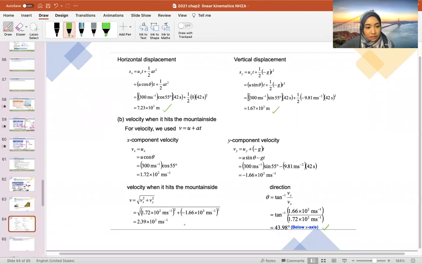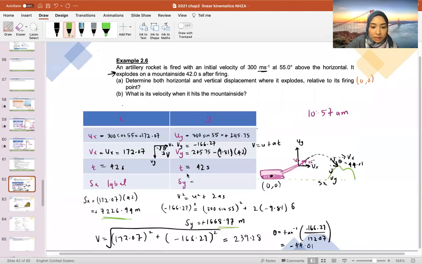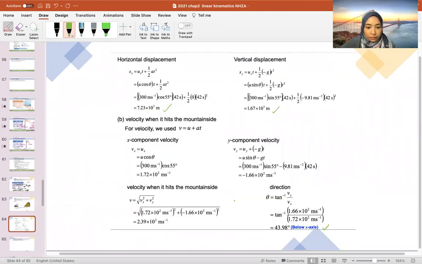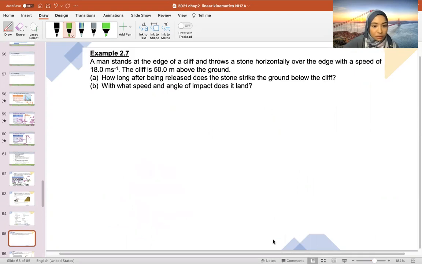Velocity when it hits the mountainside, we get the same answer. 239. Betul. Yang ni kalau kita expand the scientific notation, we get rid of it, it's 239 meter per second. Okay, you can represent your answer in scientific notation or in kilometer, boleh. Asalkan jawapan dia betul. Jangan pakai scientific notation lepas tu salah. What else? I think we got the rest correct. So that's good. Okay, good job everyone.